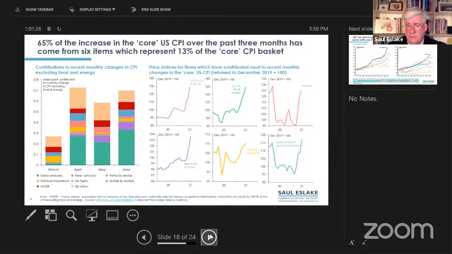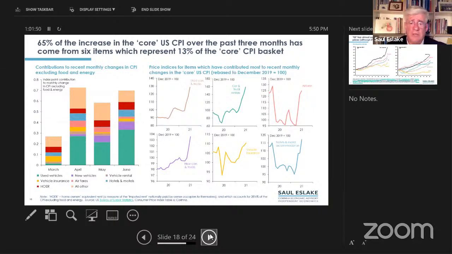The other contributor to the acceleration in the CPI over the last couple of months has been the increase in what the US statistics call homeowners equivalent rent. That's the rent which the statistician in the US notionally assumes that homeowners pay to themselves as a way of getting the CPI to reflect something about what's happening to housing costs.